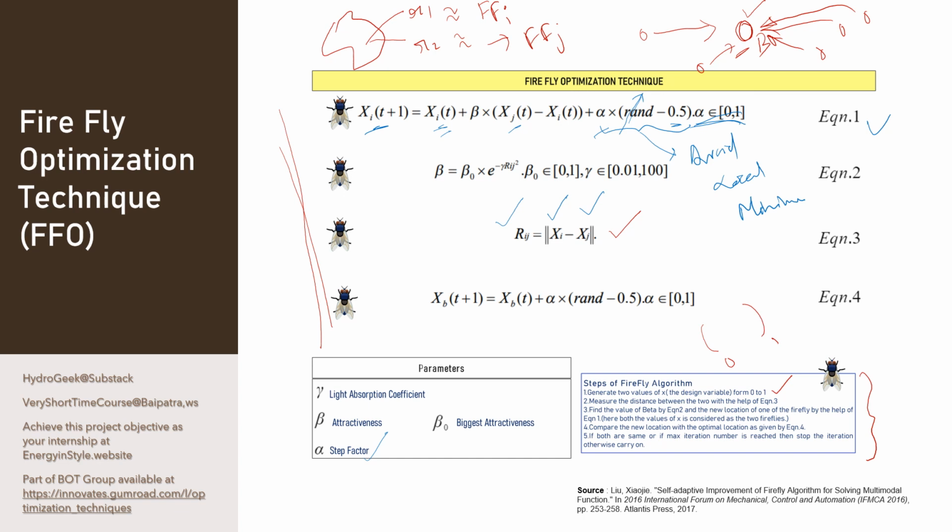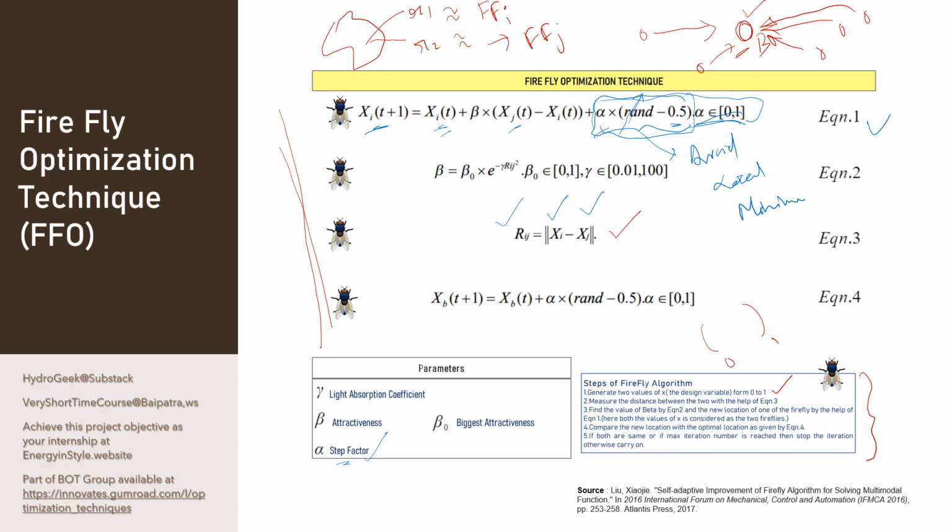So if you see this entire equation 1, it can be divided into 3 parts. One part is the old location or current location of the ith firefly. Another part is this one, which is the step factor alpha multiplied by a random number minus 0.5, where alpha, this coefficient or parameter, which is known as step factor, belongs to a set of real numbers which varies in between 0 to 1.